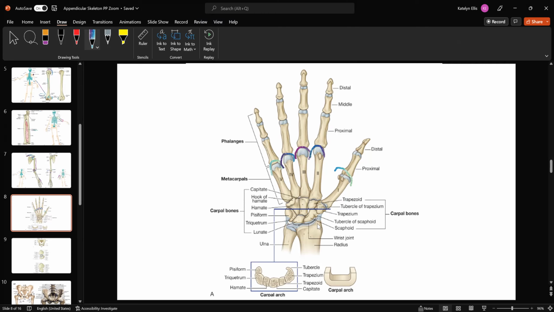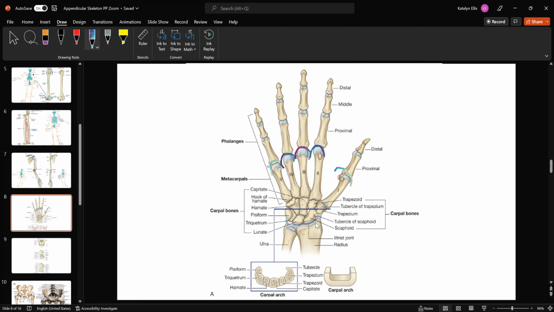Your carpal bones are all labeled here for your enjoyment. I don't know that you necessarily have to memorize all of them all the time. But as soon as I tell you that, I'm sure you'll have a carpal bone question on the MBLEX and I will feel terrible. So here they are.